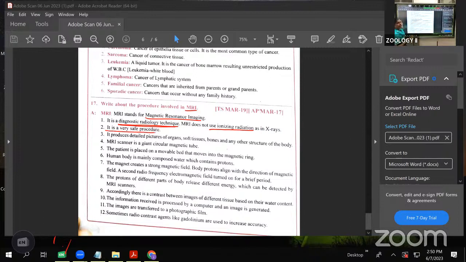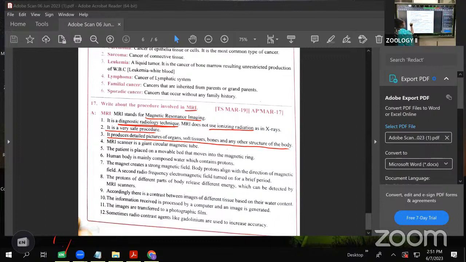Two marks, they will ask why the MRI is safe. The MRI is safer than X-rays, because MRI doesn't have ionizing radiation. That's why it is the safest procedure. Next, it produces detailed pictures of organs. X-ray gives a picture mainly of bones, but not a total clear picture. MRI gives a clear picture of organs, soft tissues, bones, and other structures of the body. When physicians want to see any structure or organ clearly, they suggest the MRI.